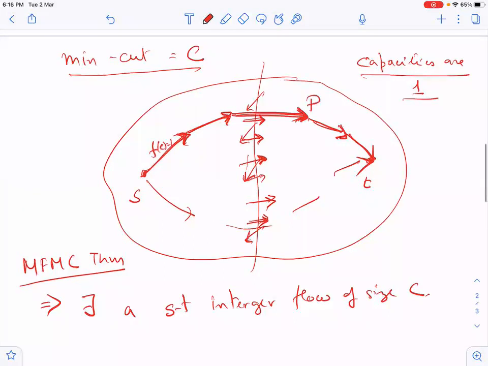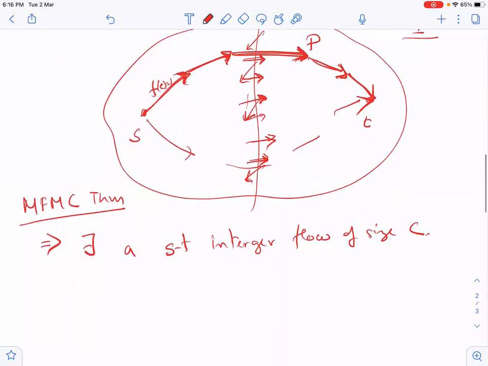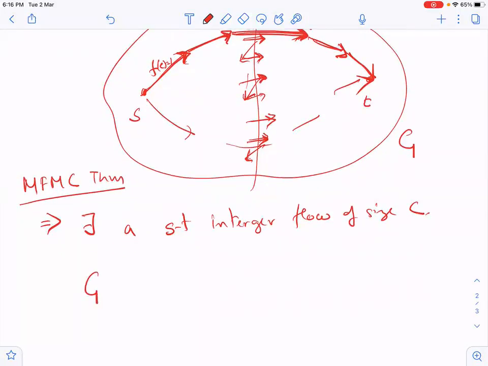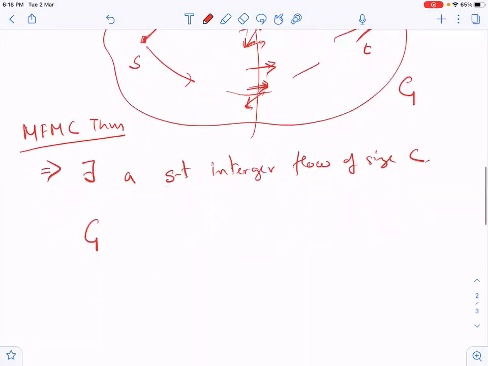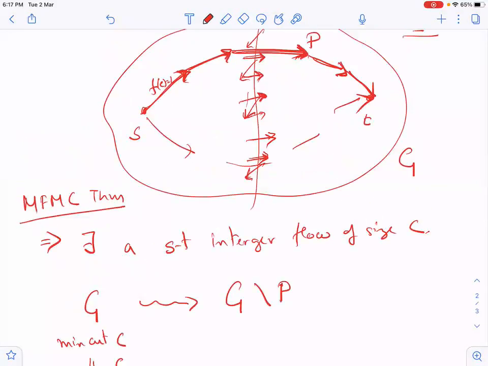So this is a path P. I can find a path P. So I have this graph G. Now from this path, I construct. So what was G? G had a min cut C, max flow was how much? C also. So from G, I construct say G minus the path P. I remove that path. I'm not going to use that path.